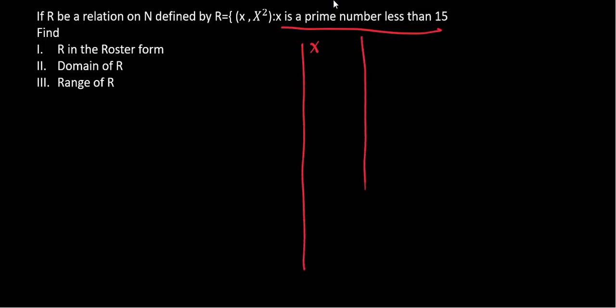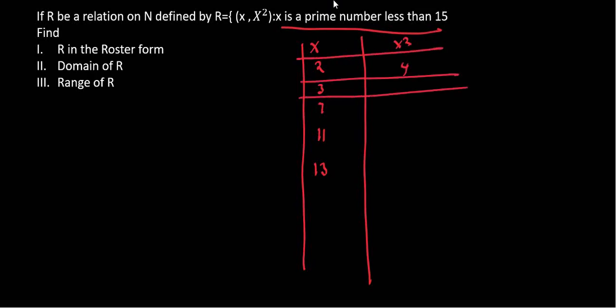Let's write all the prime numbers that are less than 15. So you have 2, 3, 7, what else? That 9 is not a prime number. 11, then 13. So the other one is squared, meaning that we'll be squaring x now. So it will be 4 here, right? Then after squaring that, that is 9. After squaring that, it is 49. After squaring that, it is 121. So after squaring 13, it will give me 169.